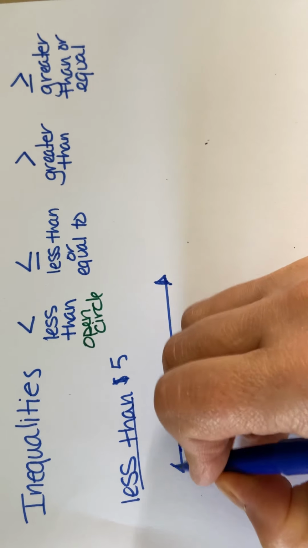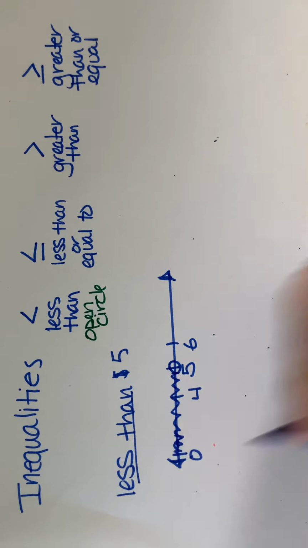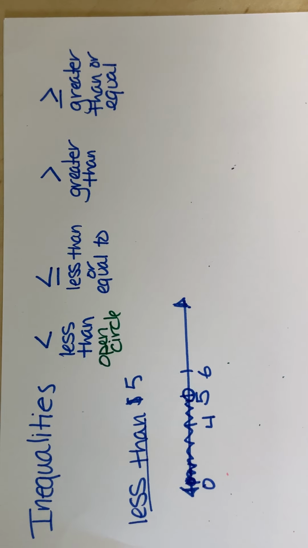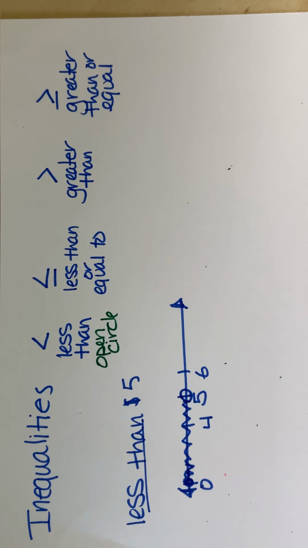And this would only go to 0 because I can only have $0. I guess I could owe money, okay? So it would just really go to 0. But if I said I have less than $5, that means I don't have $5. I might have $4.99, but I don't have $5, okay?